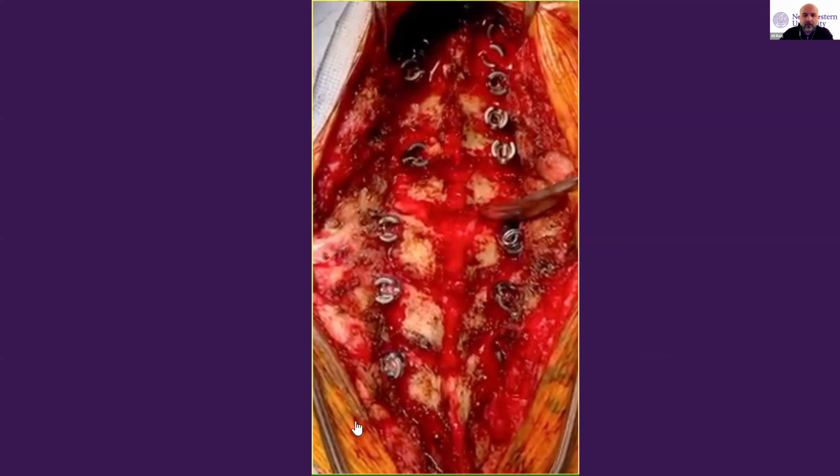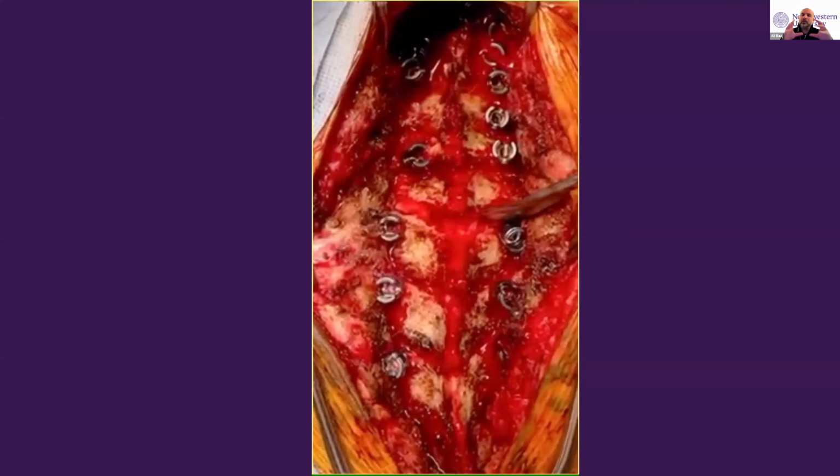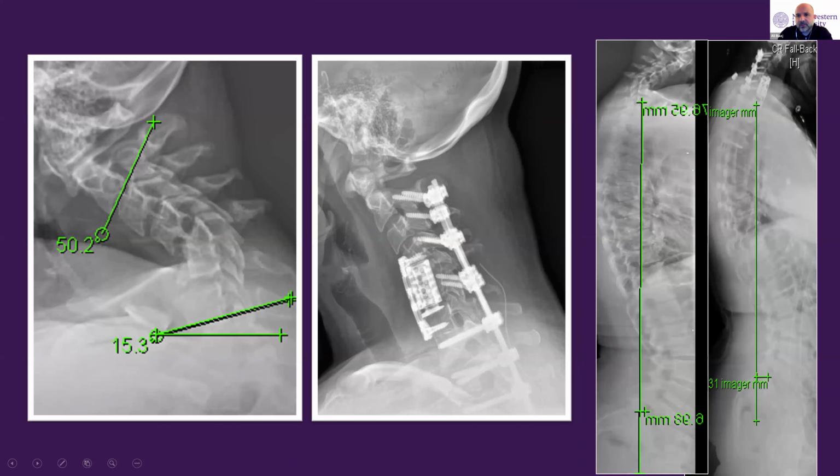But here, you can see there are no temporary rods. Of course, they're just the screws and then the multiple PCOs to demonstrate that you can really mobilize the cervical spine very nicely with PCOs, as long as you don't have ankylosis anteriorly. If you have ankylosis anteriorly, then you have to kind of go back and forth, if you will. And again, here are just some examples.